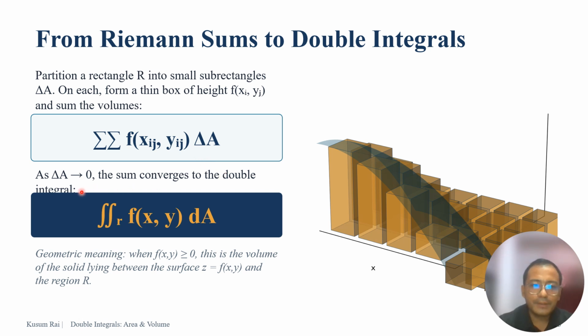Here, as delta A tends to 0, the sum converges to the double integral, which we can express as the double integral over R of f(x,y) dA. The geometric meaning: when f(x,y) is greater than or equal to 0, this is the volume of the solid lying between the surface z = f(x,y) and the region R.